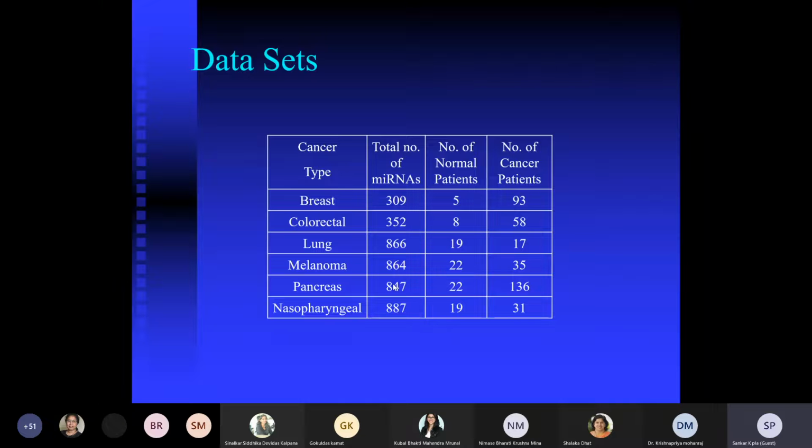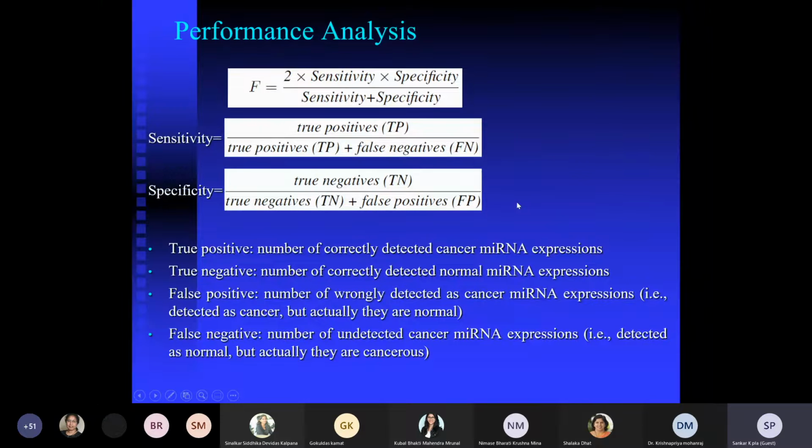So now you see the result: we compute and find this microRNA. Suppose I take 1% of this microRNA. Now I want to see how, with 1% of microRNA, this entire pattern set can be classified. For that purpose, we use the performance analysis called F-score. It's called sensitivity, specificity. What is sensitivity? It's true positive divided by true positive plus false negative.